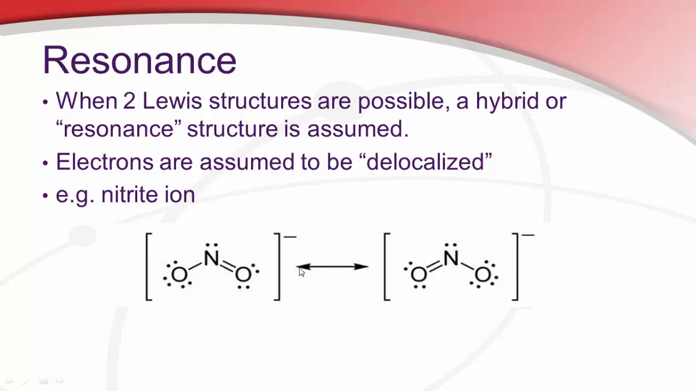And so we represent that with this sort of double arrow that says it's actually, in fact, not this one, but a hybrid of the two. And so the other way we can represent this nitrite ion is with what amounts to a half bond between the oxygens and the nitrogen. And this is closer to the truth, as we'll get into in a lot more detail in organic.